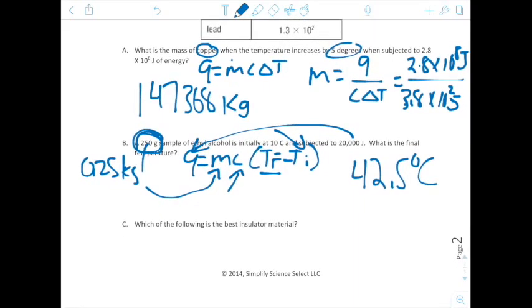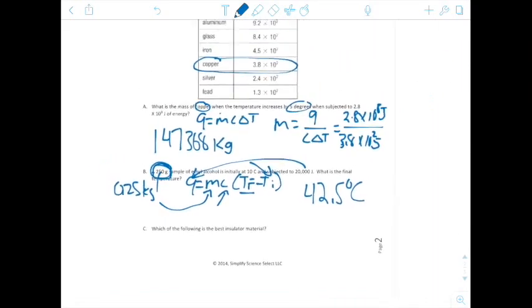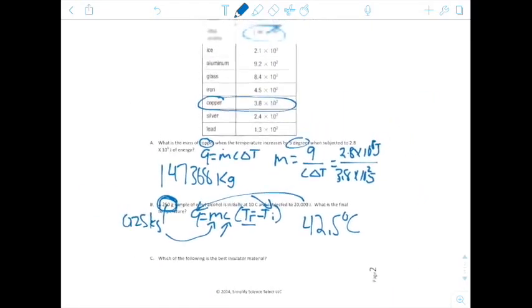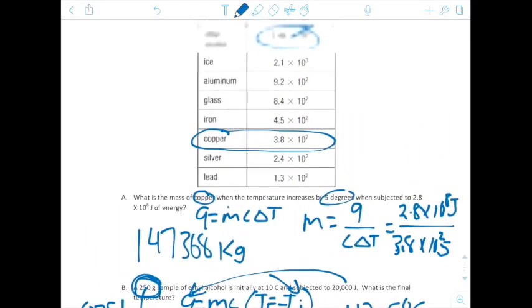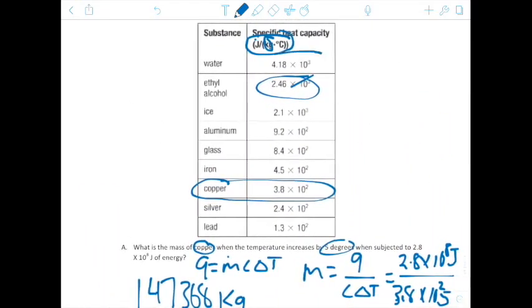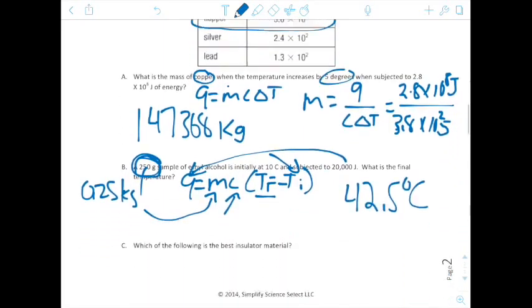And it says C is which of the following is the best insulator material. When we're looking at an insulator, we want something with a very high specific heat. And so the best one, the highest, would be our water, which is 4.18 times 10 to the third.